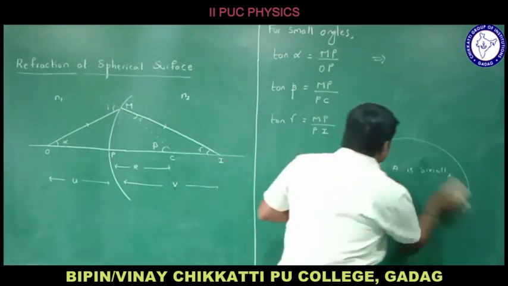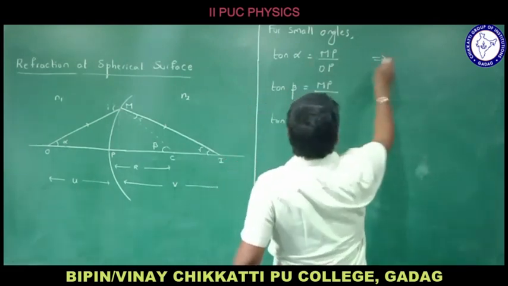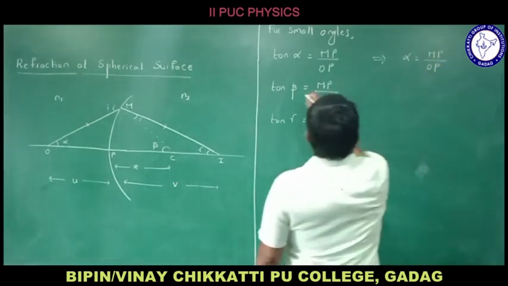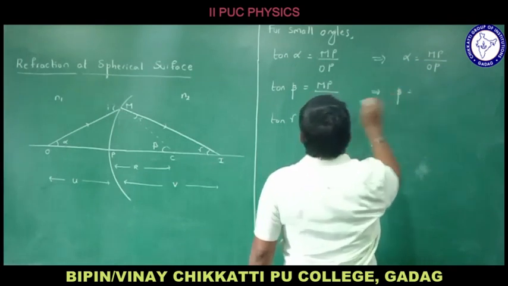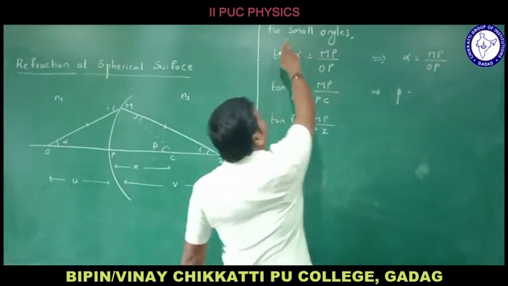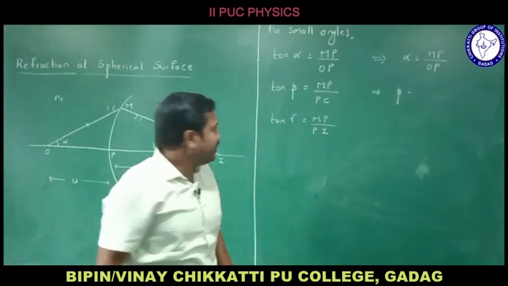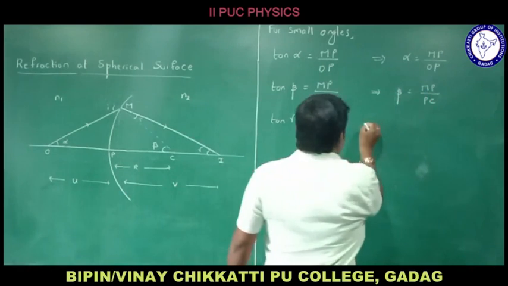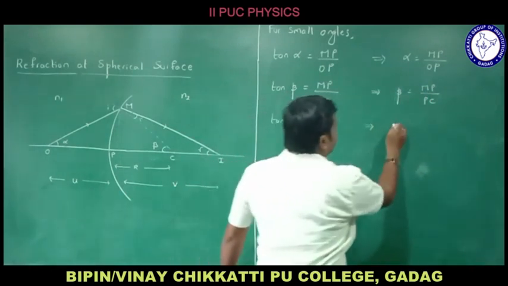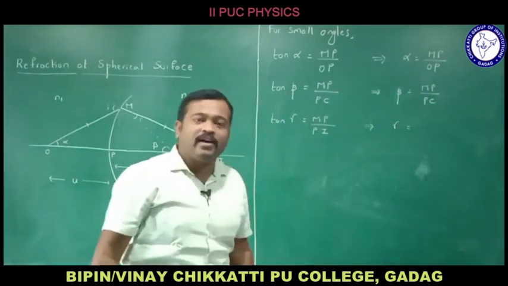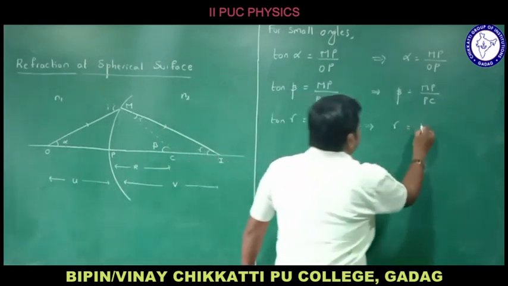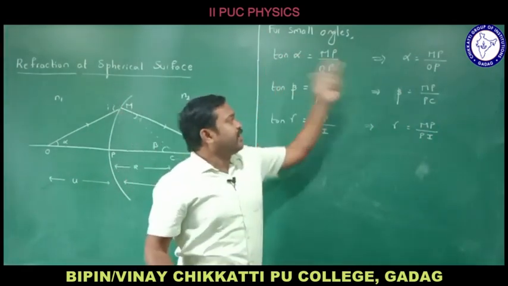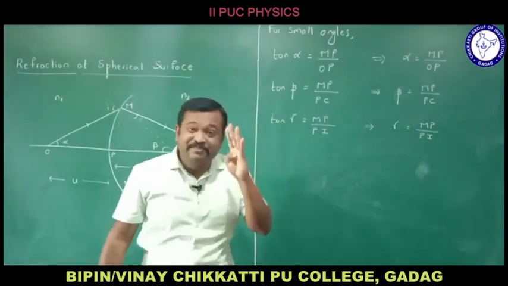Let me use this concept. What is tan alpha? I can replace it by alpha, that is MP divided by OP. That implies beta, instead of tan beta, I can write beta because the angle is small. That is, beta is equal to MP divided by PC. Instead of writing tan gamma, let me take it as gamma because gamma is small. That is MP divided by PI. So instead of tan alpha, I write alpha, beta, gamma because they are small here.